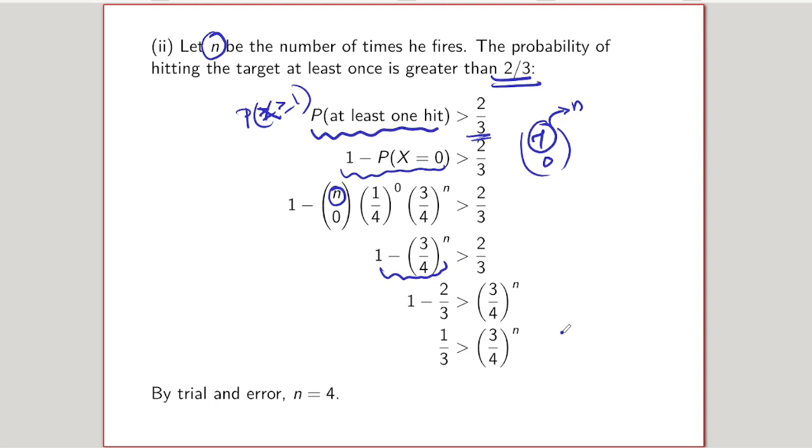We can bring that 2 by 3 this side. So 1 minus 2 by 3 will be 3 by 4 the whole power n. So this can be written as 1 by 3. By trial and error method, we can find, suppose this right hand side value is 0.333 something. So if you put n equal to 1, we will be getting 3 by 4, which is clearly 0.75. This is not satisfying, and if we put like that up to n is equal to 3 itself, this inequality will not hold. So the minimum value when this inequality holds is n is equal to 4.